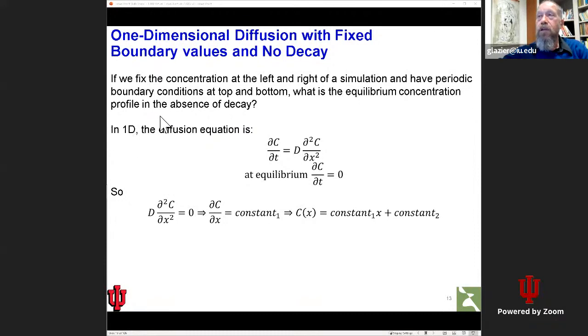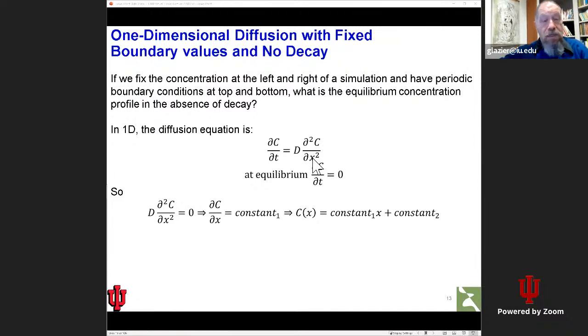So we're going to say, well, what if we just fix the left and the right of the simulation? We did the example of constant value to the left, constant value to the right. And imagine periodic boundary conditions top and bottom. If we have periodic top and bottom, basically the y direction isn't doing anything. So we basically have a one-dimensional simulation. In that case, the derivative with respect to time is D, and now instead of having a Laplacian, we simply have the second derivative of the concentration with respect to x.